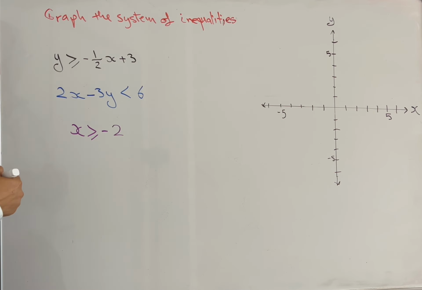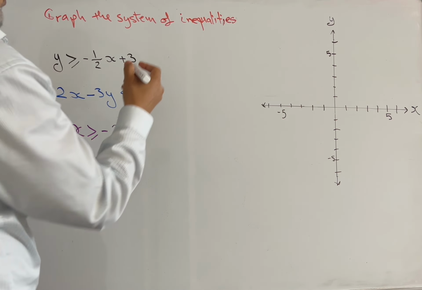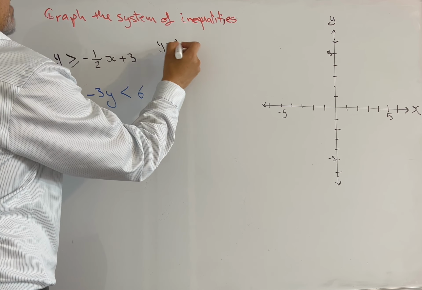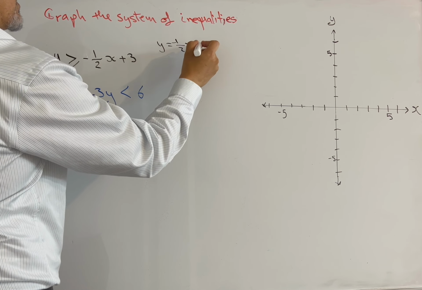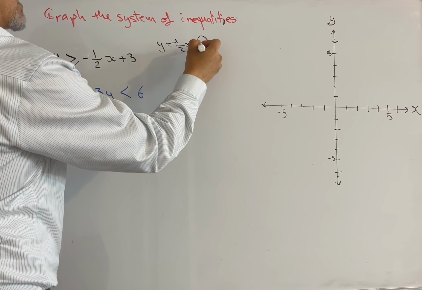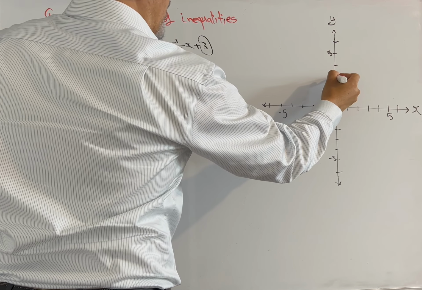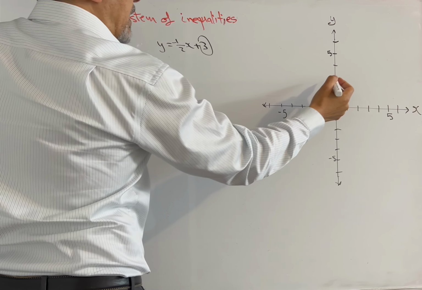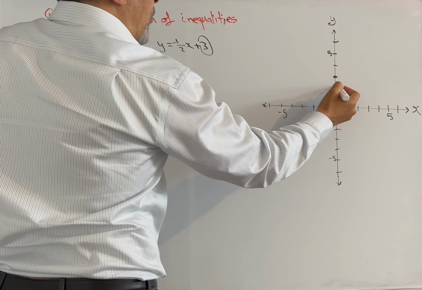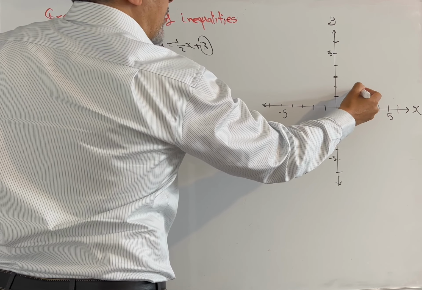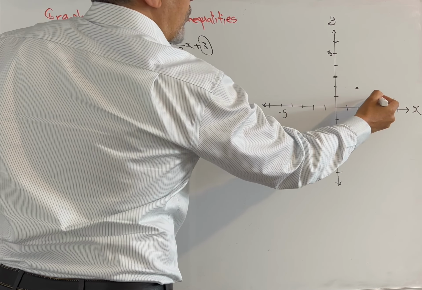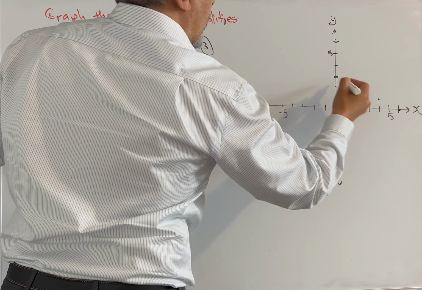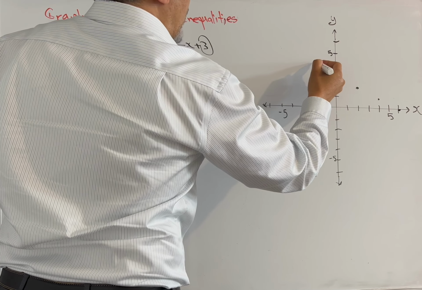If we want to graph this one here, this is basically y equals -1/2 x plus 3. 3 is your y-intercept, so you put a point at 3 here. The slope is -1/2, and when the slope is negative, slope is rise over run, so we go down 1 over 2, and keep on doing that, or you go up 1 and over 2 this way.